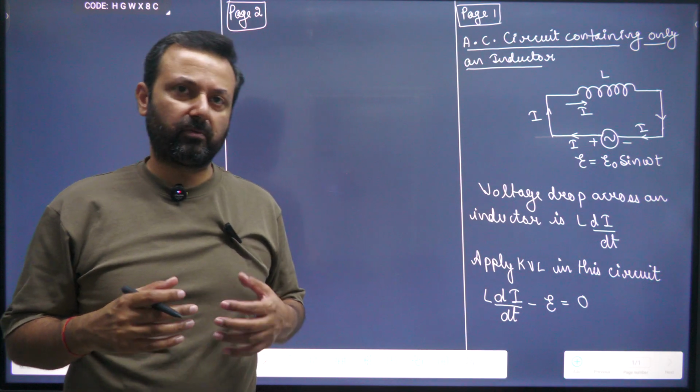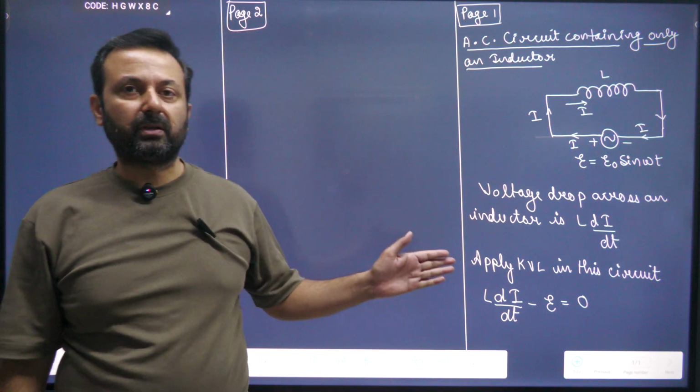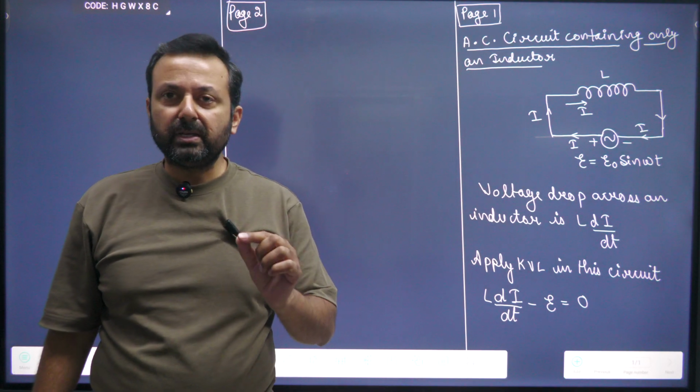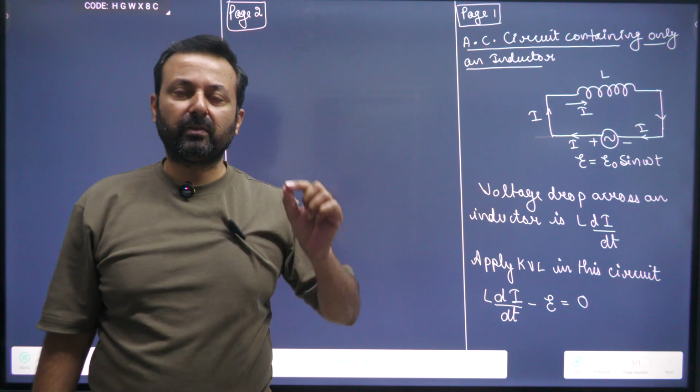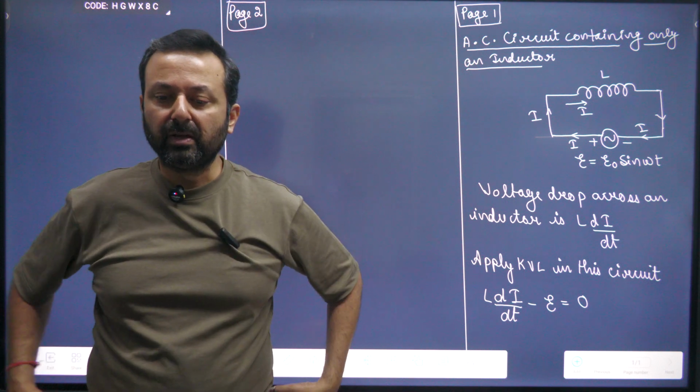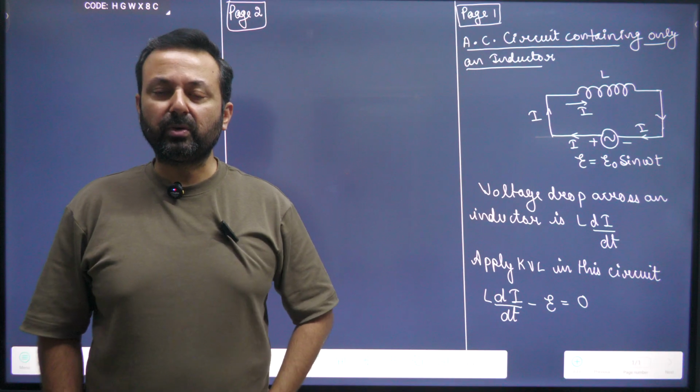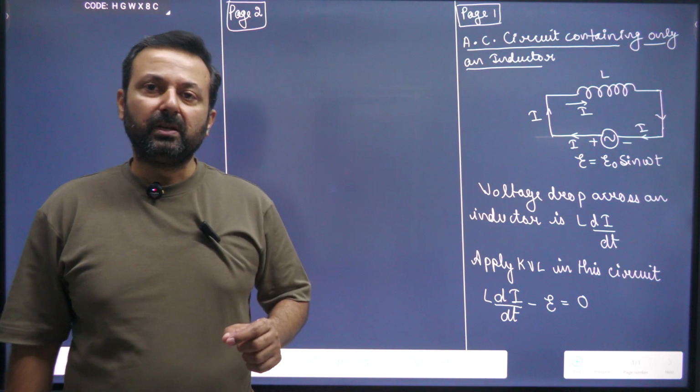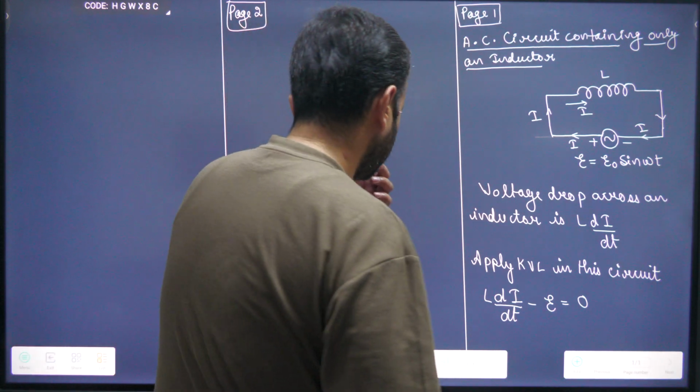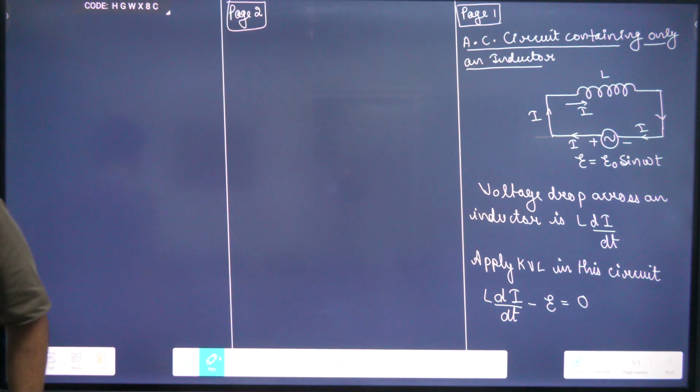What is our motive in this topic? In this topic, we have E is equal to E naught sine omega t, and with the help of this EMF, I am going to calculate the current I. Okay, so L di by dt minus E is equal to 0.